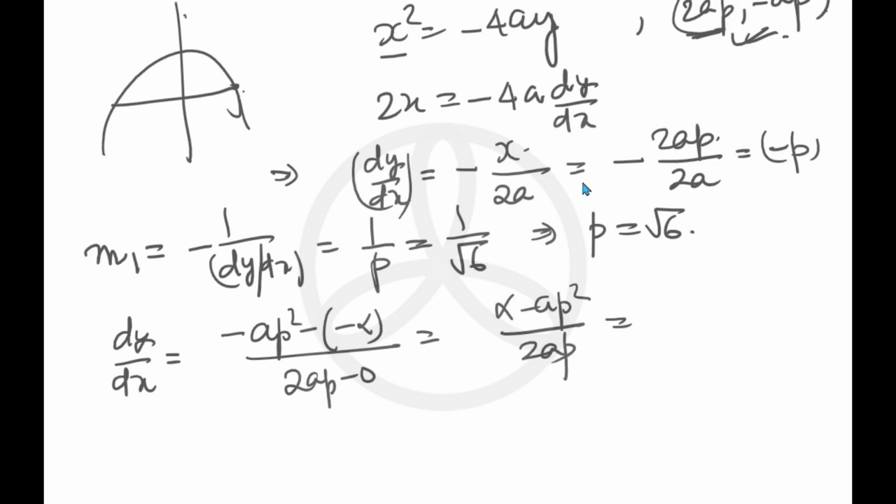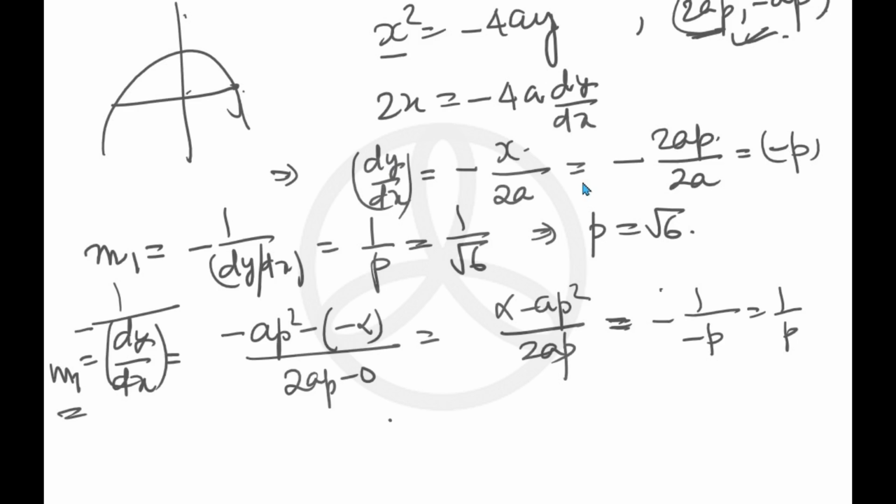And this is how much? Here if we look at it, this is actually minus 1 by p, or 1 by p. Okay, this will be nothing but minus here. This will be the slope of the line. Slope of the line is actually the slope of the normal line.